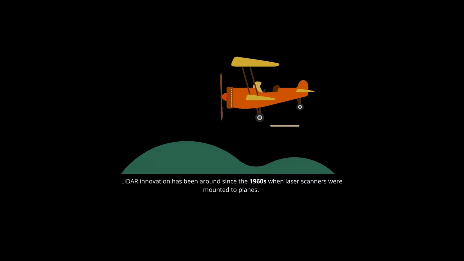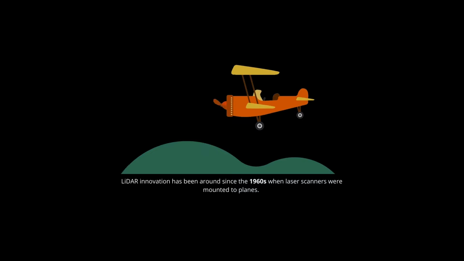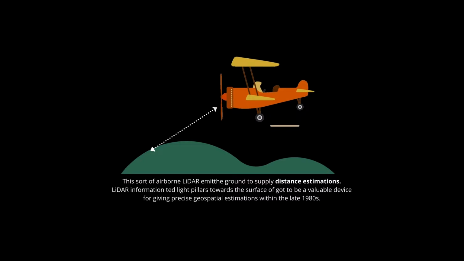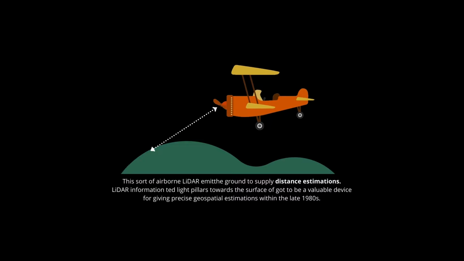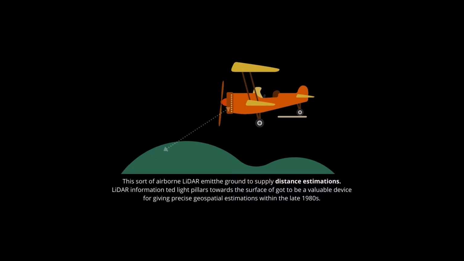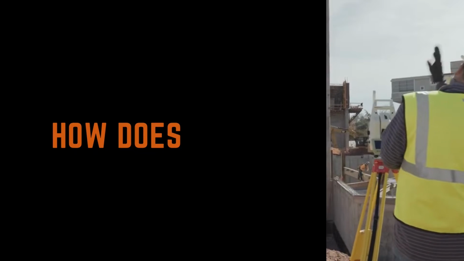About the history of LIDAR. LIDAR innovation has been around since the 1960s, when laser scanners were mounted to planes. This sort of airborne LIDAR emits light beams towards the ground to supply distance estimations. LIDAR became a valuable device for giving precise geospatial measurements in the late 1980s.